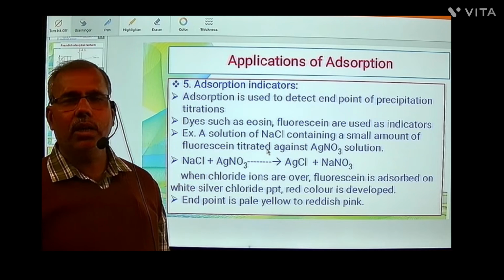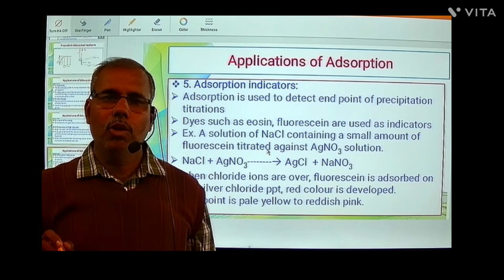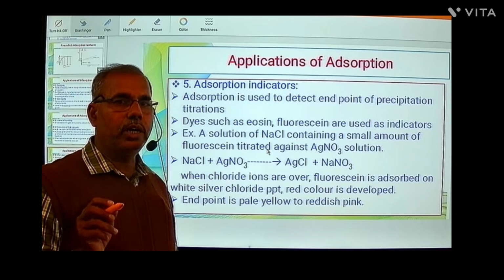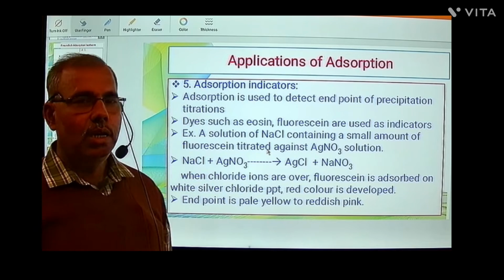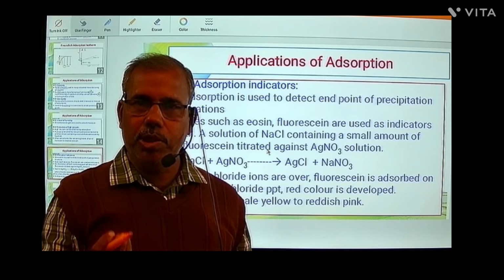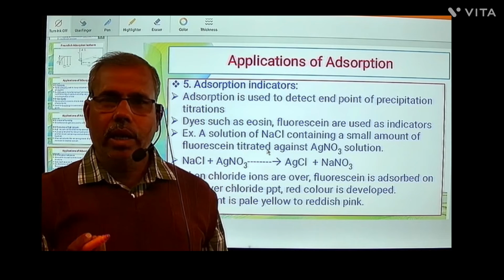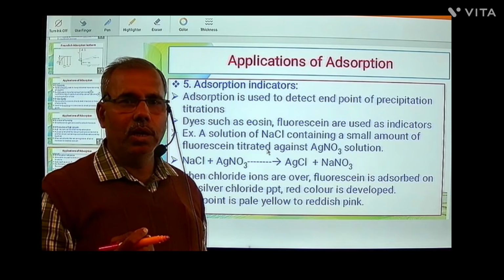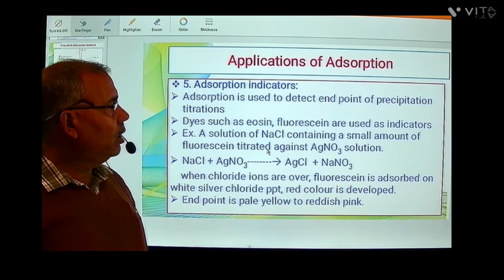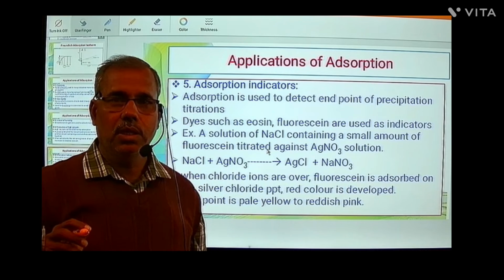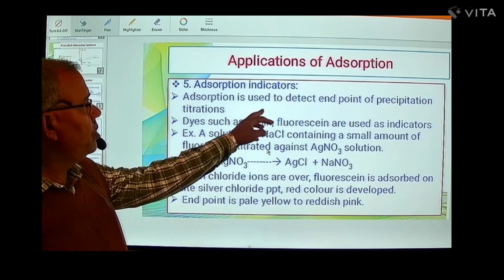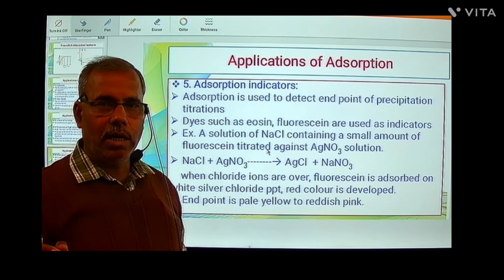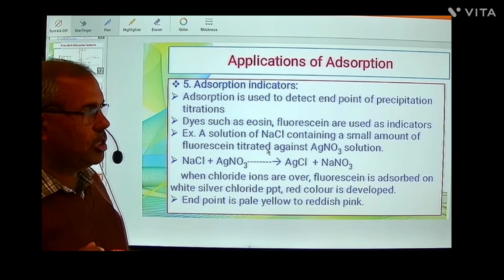Application number 5, adsorption indicators. We know an indicator is used particularly in volumetric analysis, that is titrations. Here adsorption is used to detect the end point of precipitation titrations. These are the titrations in which a precipitate is obtained, and we have to see the end point. In such cases the adsorption process is used to detect the end point. End point means the end of the titration, where we stop and take the reading.